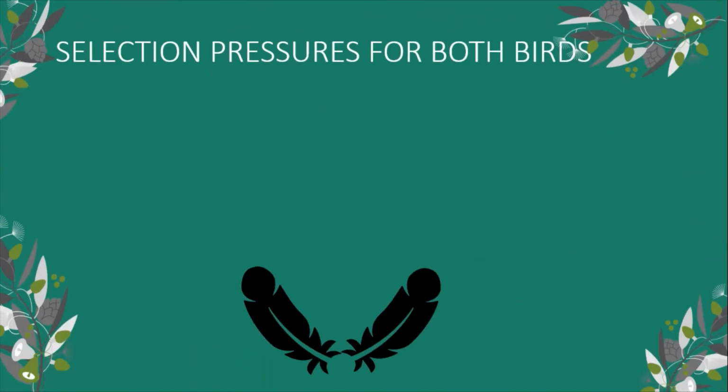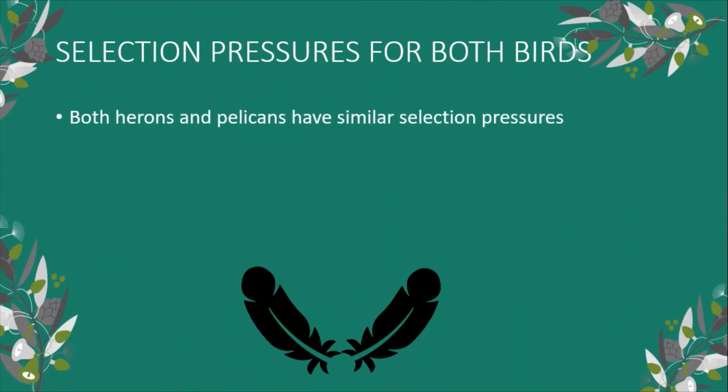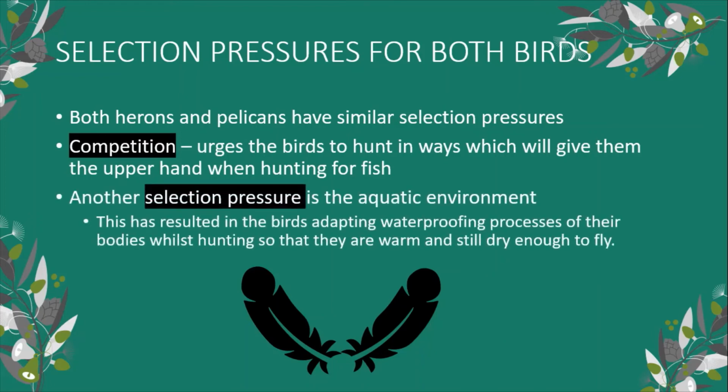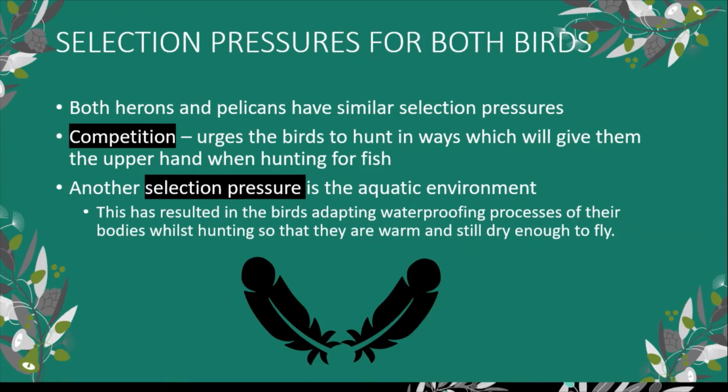Since both herons and pelicans are birds, they have similar selection pressures. Competition for food drives the birds to hunt for fish in different ways in which it will favor them. The aquatic environment is another selection pressure for both birds since they are both semi-aquatic. This has resulted in them being able to waterproof their bodies whilst hunting in the water.